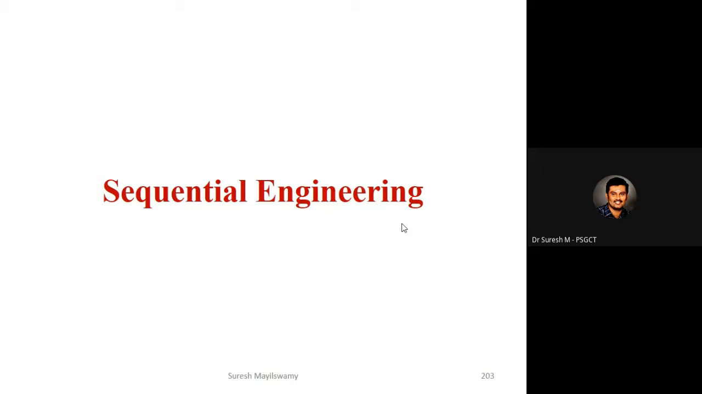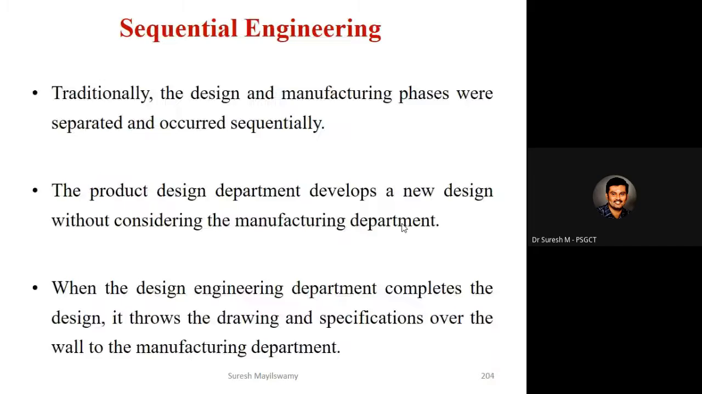And the next important topic is sequential engineering and concurrent engineering. In sequential engineering, traditionally the design and manufacturing phases were separated and occurred sequentially. The product design department develops a new design without considering the manufacturing department. In the same way, the design engineering department completes the design and throws the drawings and specifications over the wall to the manufacturing department. The manufacturing department also doesn't know what is written in this document, so they do the manufacturing process and send it to the sales department.